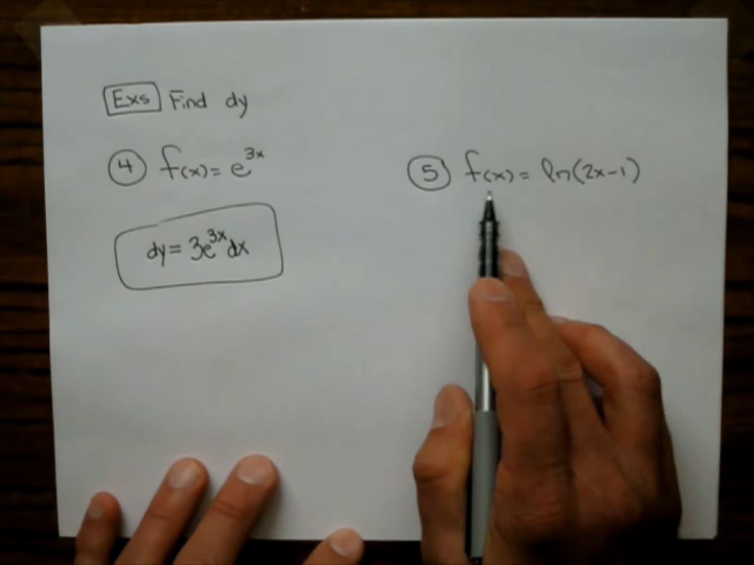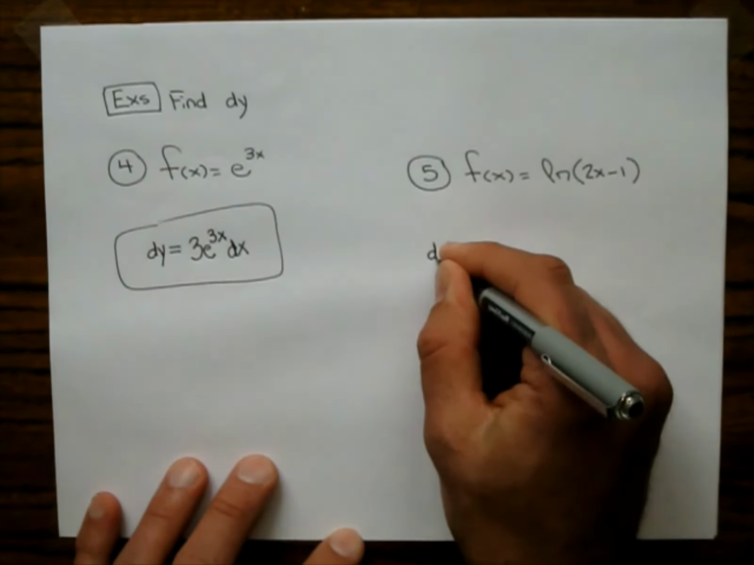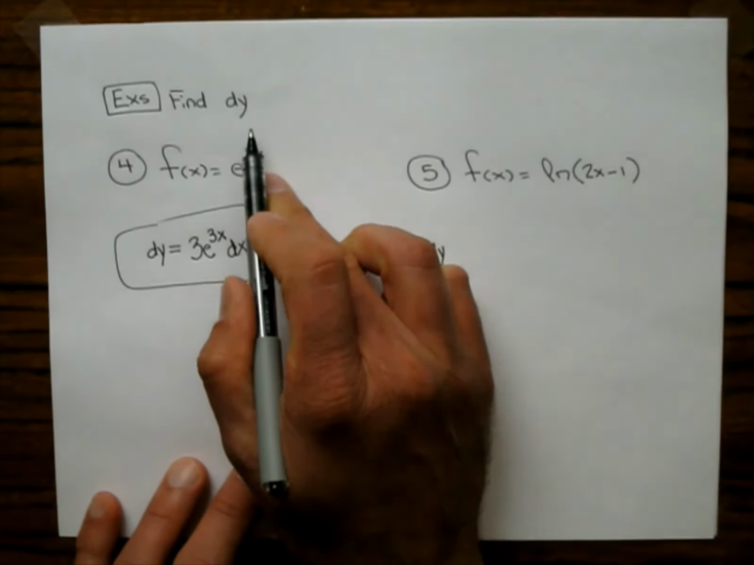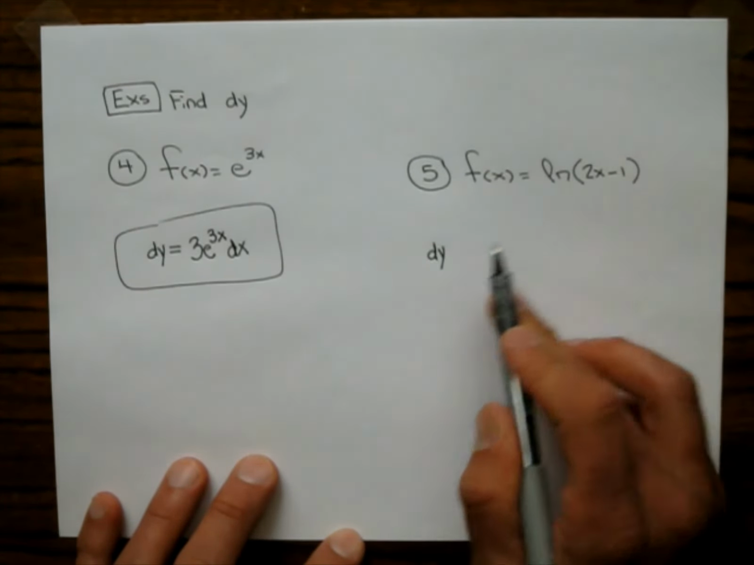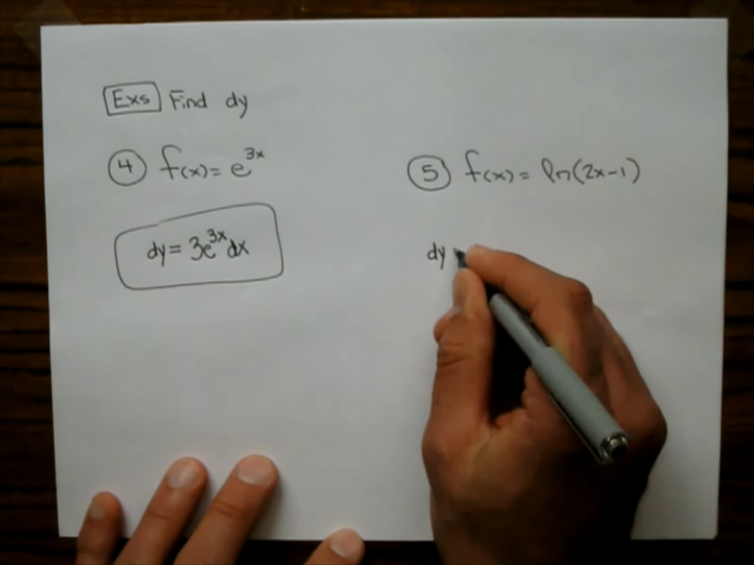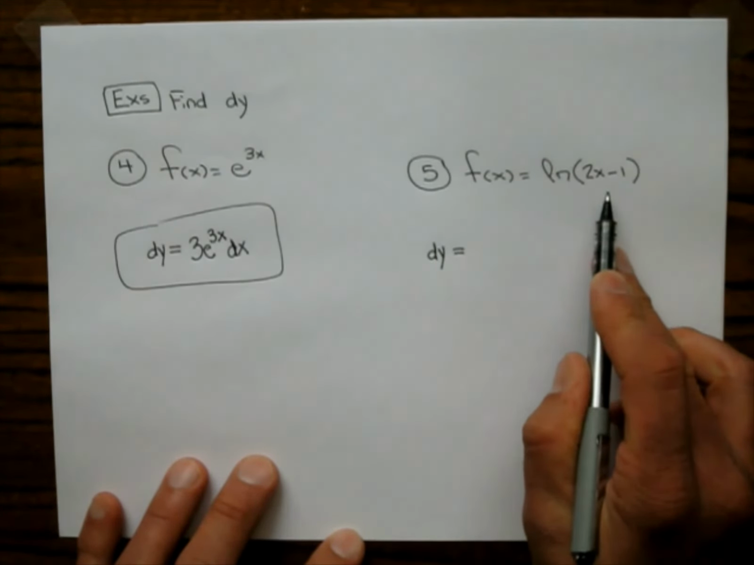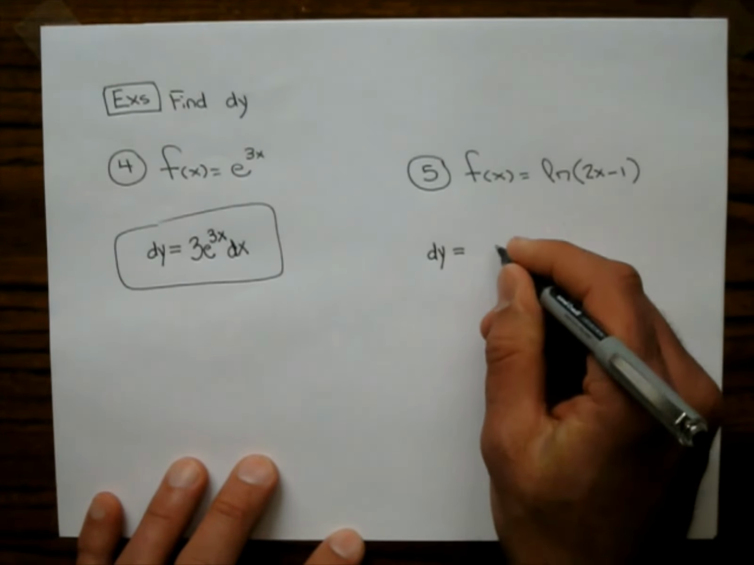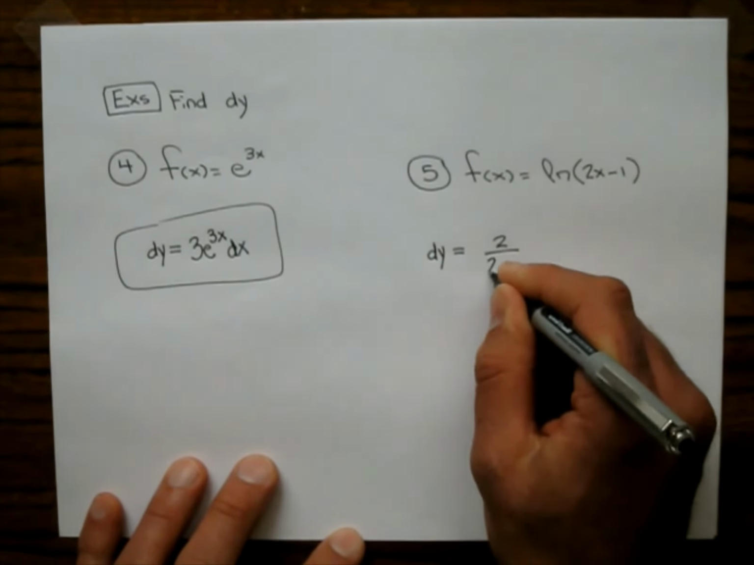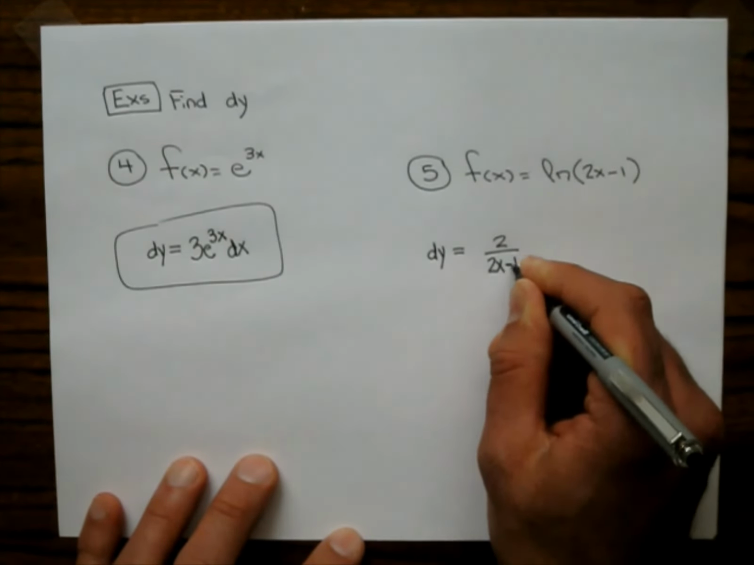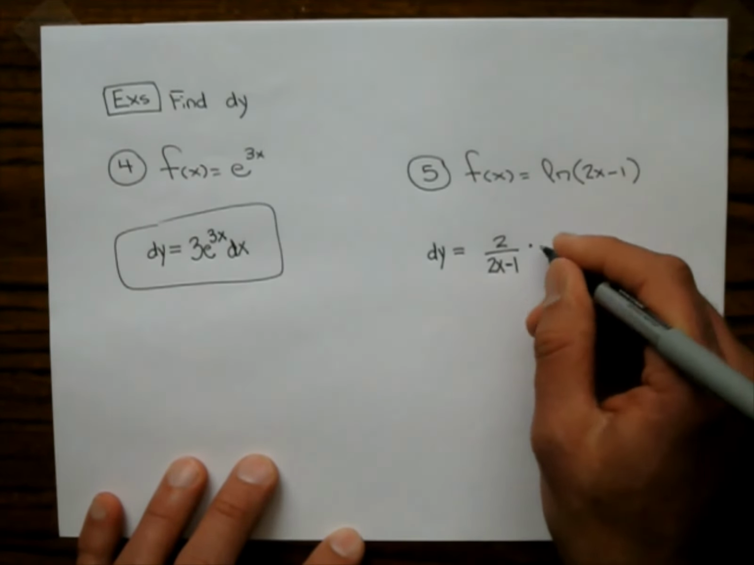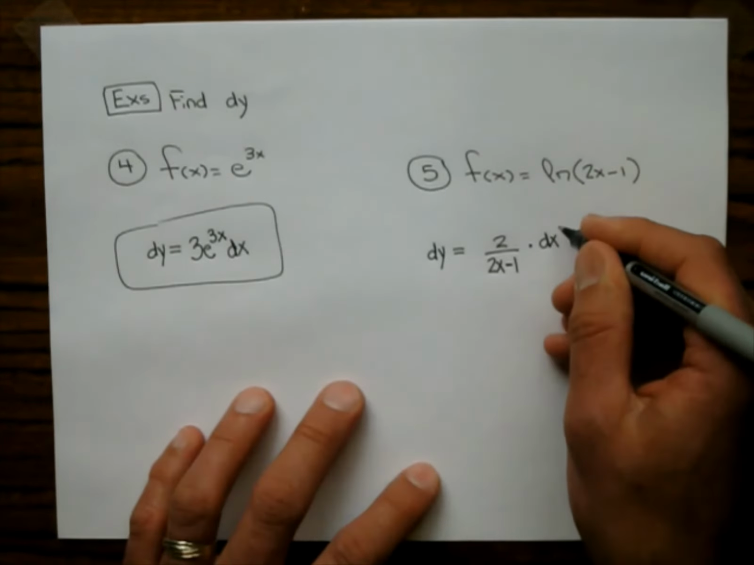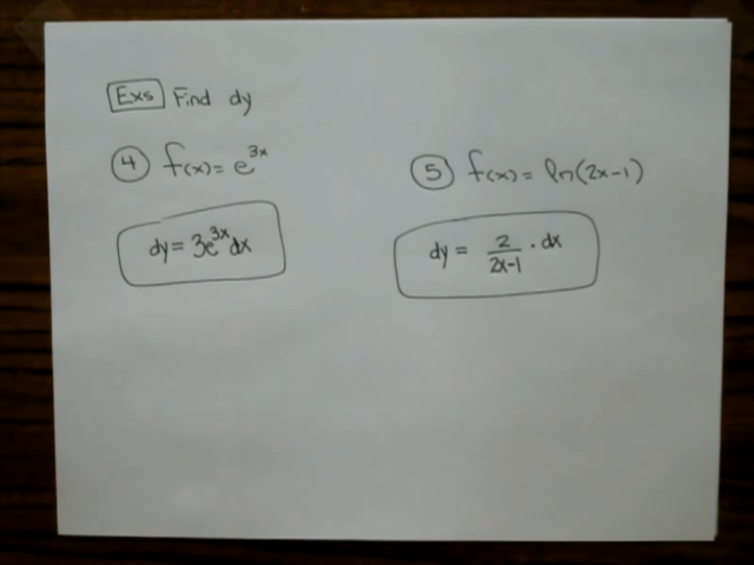And problem number 5 says find dy. Now notice it's not saying dy over dx, which would just then be the derivative. It's just saying dy. Well, this equals the derivative of ln something is 1 over the something, and then the chain rule, we do the derivative of the something. So you're going to end up getting 2 over 2x minus 1, okay, so there's that, times dx. So that's what they ask you to do in your homework.